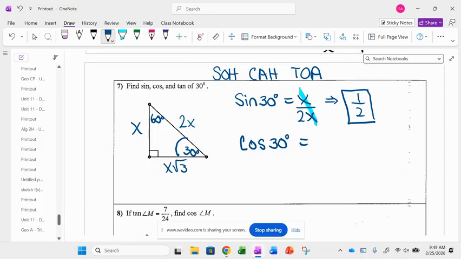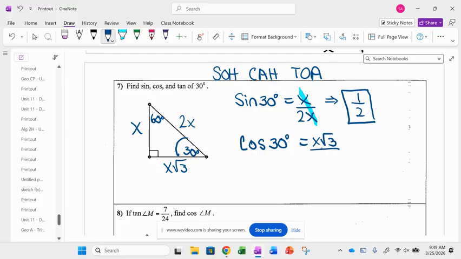All right, is it so, ka, or toa? Ka. All right, so the three letters in ka are C, A, H. The C is for the cosine. What are the A and the H, Jonah? Good, the adjacent and the hypotenuse. Which side is adjacent to 30? You got it, the x root 3.